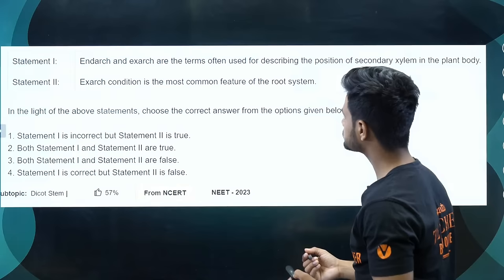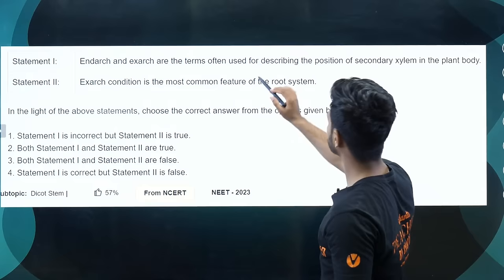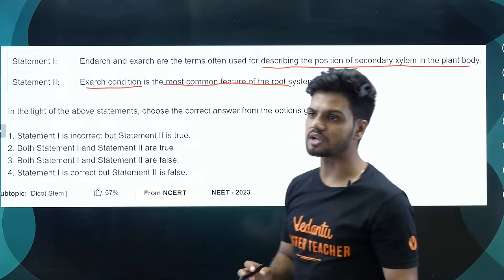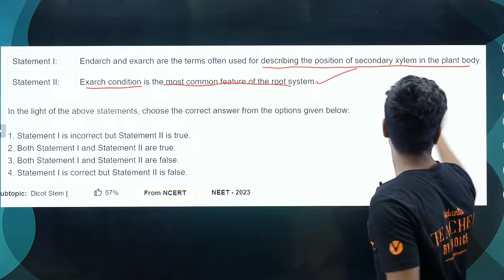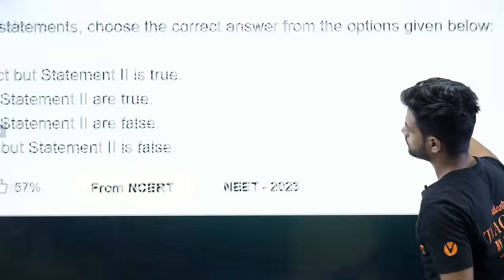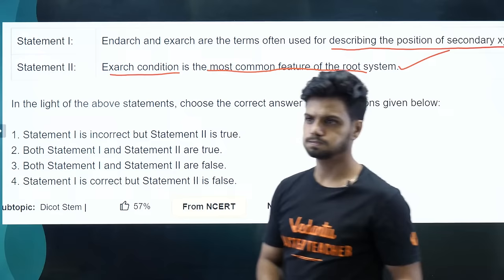Endarch and exarch are terms often used to describe the position of secondary xylem in the plant body. Statement number 1. Statement number 2: exarch condition is the most common feature in the root system. Tell me in the chat. I'll give you 10 seconds to answer. Which statement is correct?